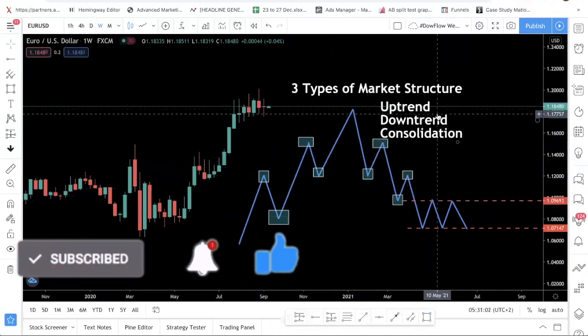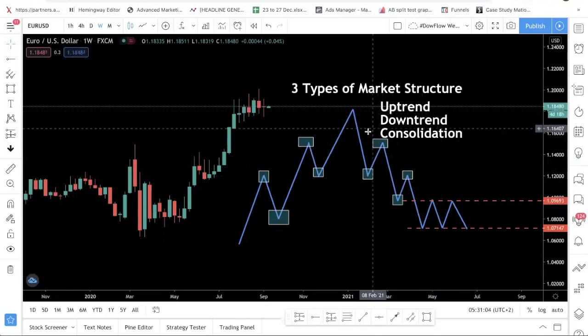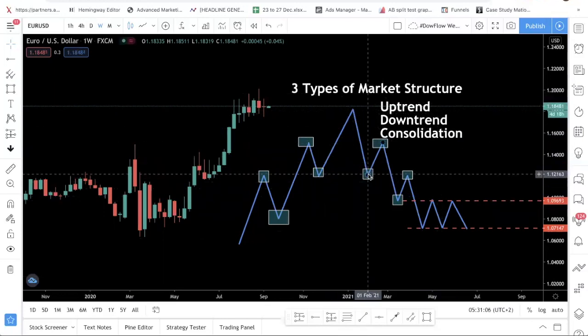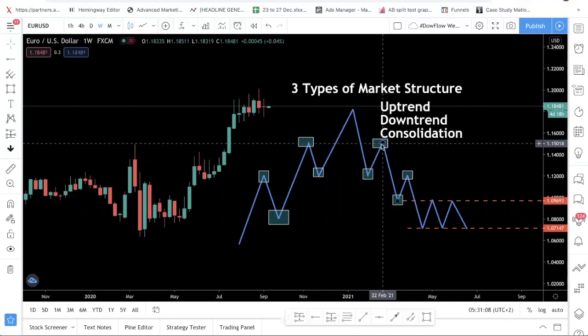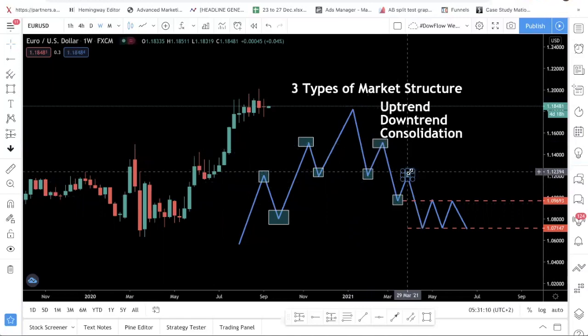So a downtrend is very simple. It's the opposite. It's when you see a series of lower lows and a series of lower highs. Okay, so that's the downtrend. It's really just the opposite. So if you understand what the uptrend is, then you will understand what the downtrend is, because it's just the opposite. Now the last type of market structure is consolidation.